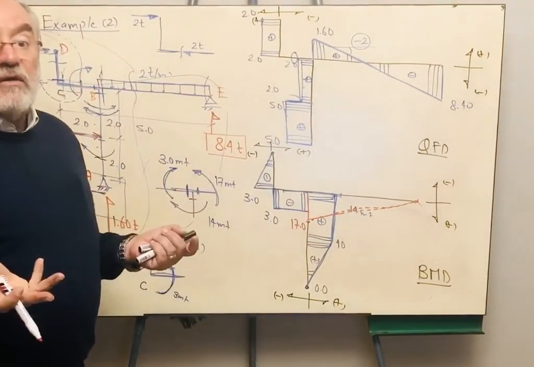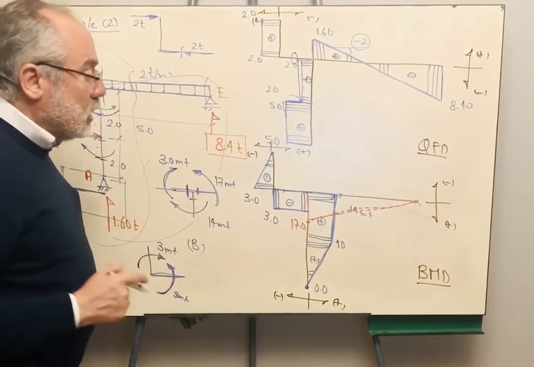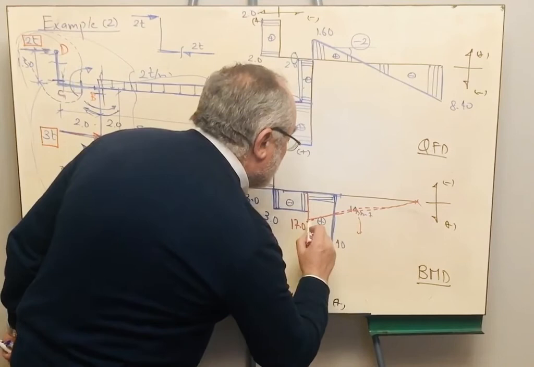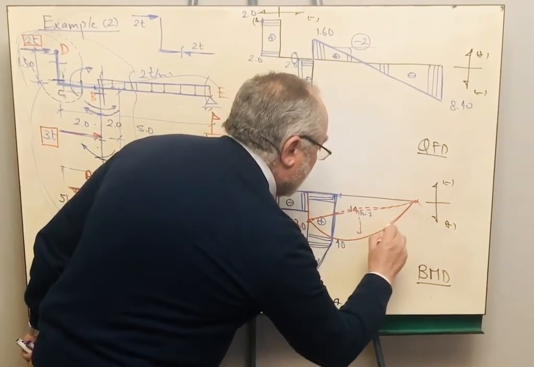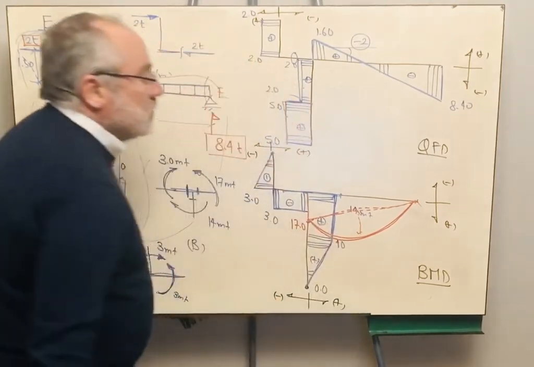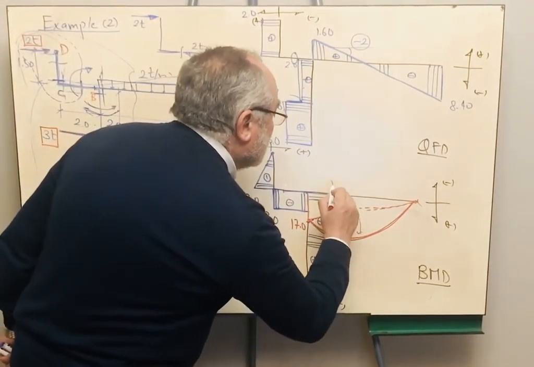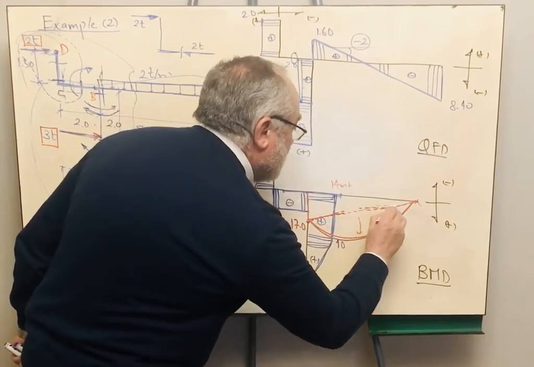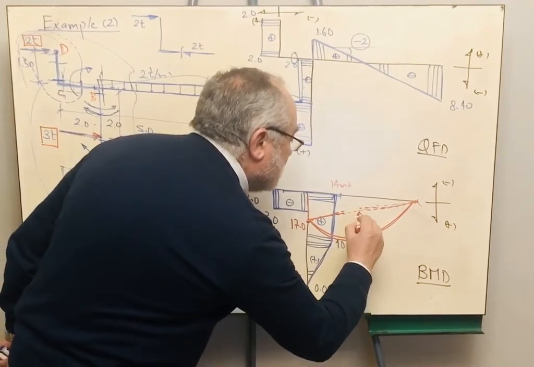But I don't have this case. I have end moments in addition to the distributed load. So I'll have to superimpose the bending moment due to the distributed load. It will be something like that. Okay? I'm connecting. This is here 14 meter ton. I am connecting these 2 points by a straight line, and then from the middle I am suspending a parabola.